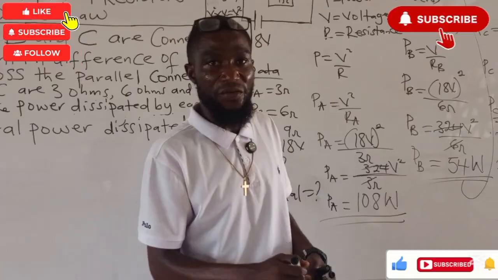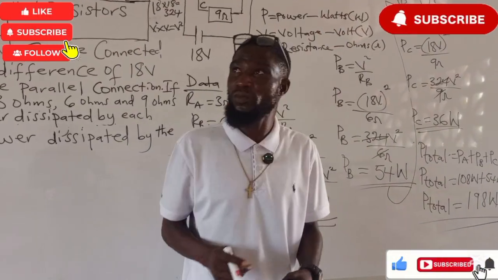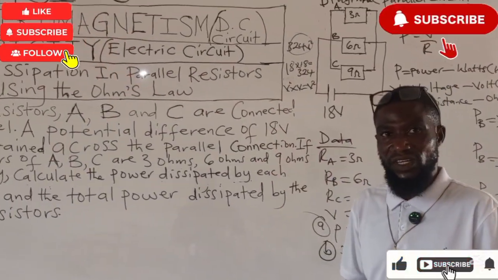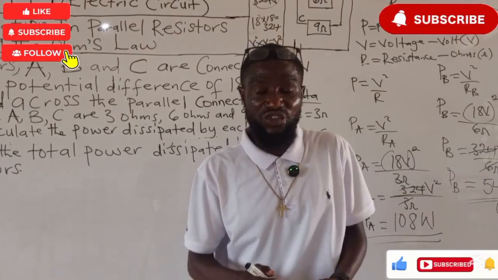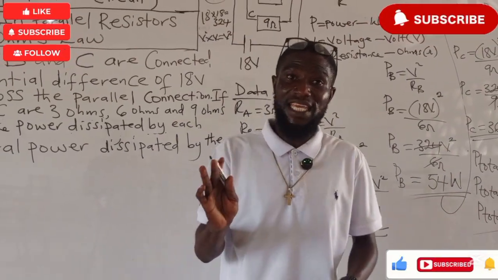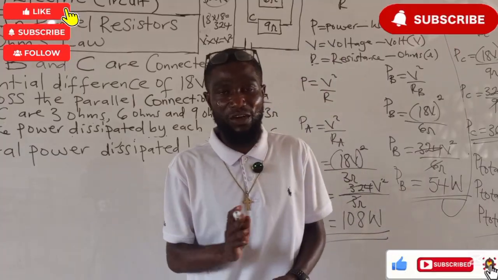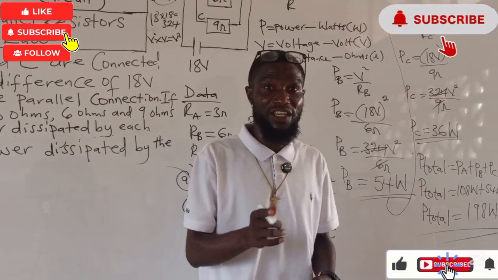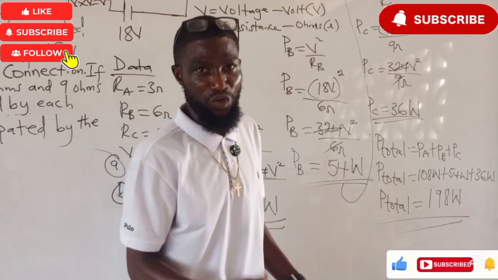I remember one of the greatest physicists who also made a contribution to electric circuits. It was James Prescott Joule. He introduced Joule's law, and Joule's law states that the quantity of heat gained is directly proportional to the square of the current, the resistance, and the time the current is maintained. That is Joule's law.